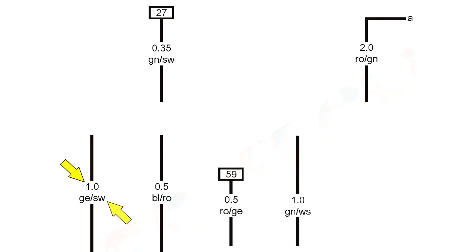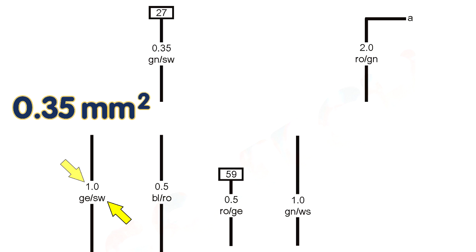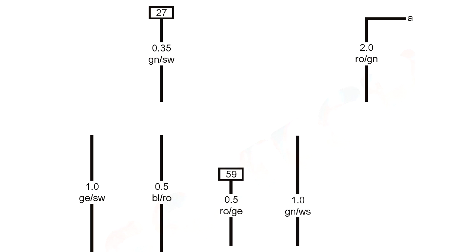Wire size and wire colors. Wire sizes are listed in millimeters squared. The larger the number, the larger the size of the wire. Wire colors are listed as two-letter abbreviations. On track 100, we have wire color listed as GE/SW. This is a yellow wire with a black trace on it.